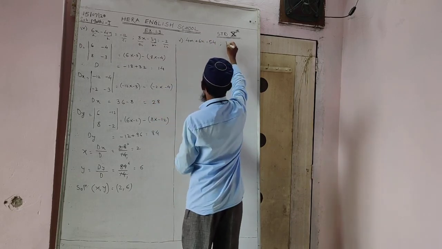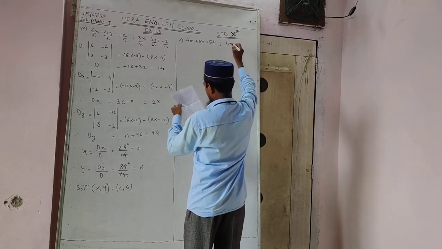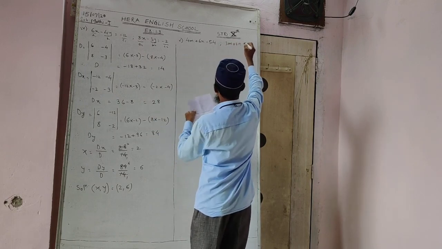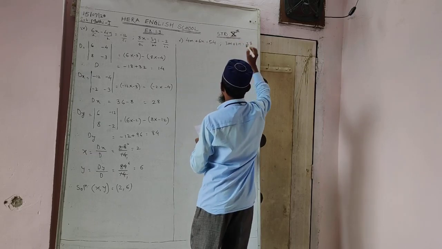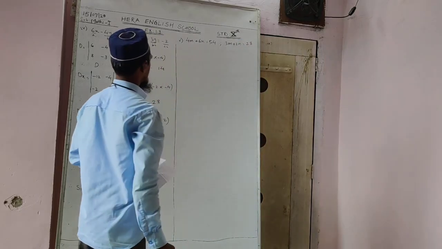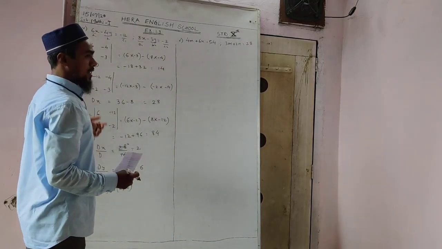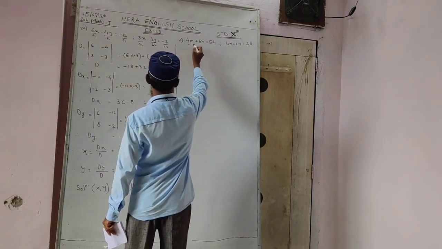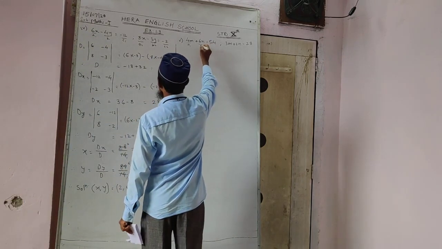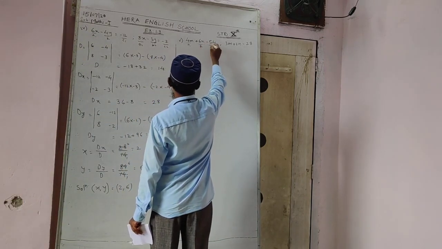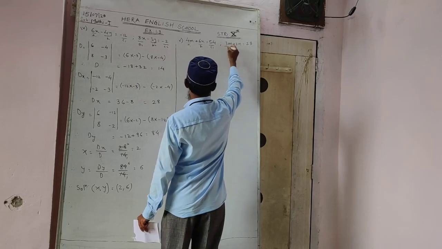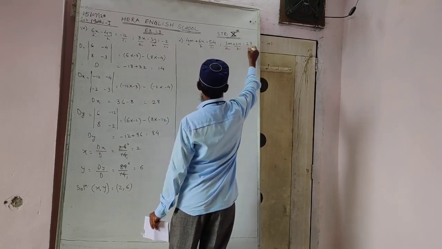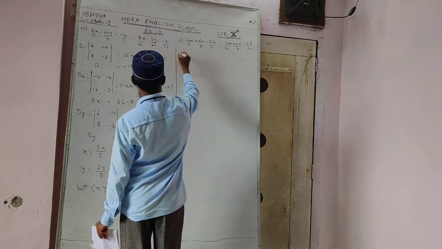Next equation: 3m plus 2n equal to 28. This is the second equation, and we have to solve it in the same way. We'll categorize this one as a1, b1, c1, a2, b2 and c2.